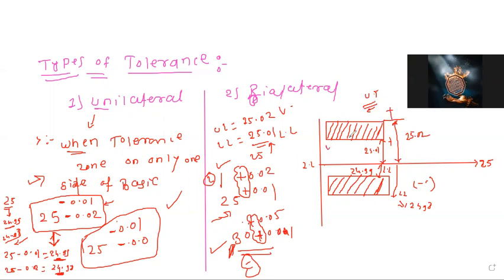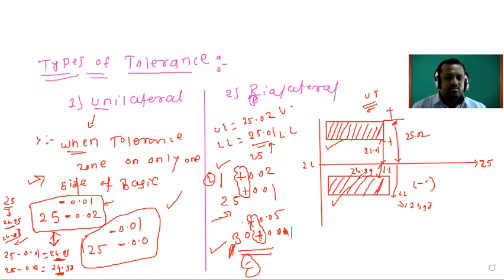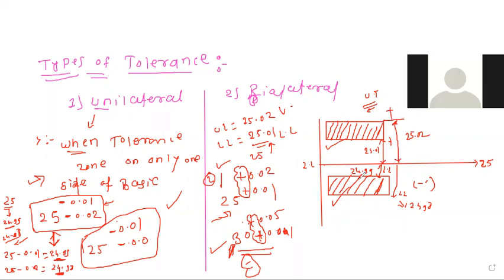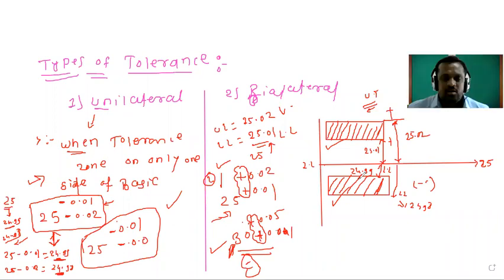It is the unilateral, again it is the unilateral. So understood? Yes, sir. We'll discuss. When can we call it unilateral? When the tolerance zone, or the sizes of the part, are shown on only one side of the basic size.